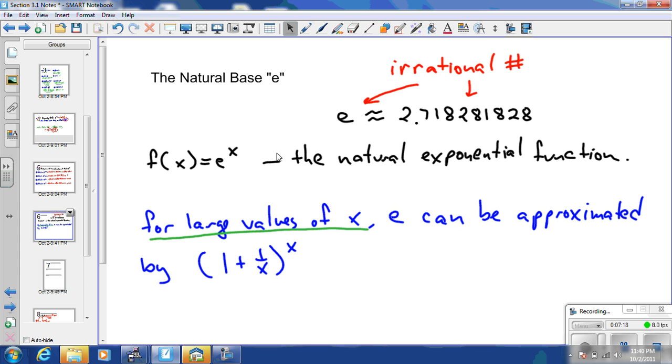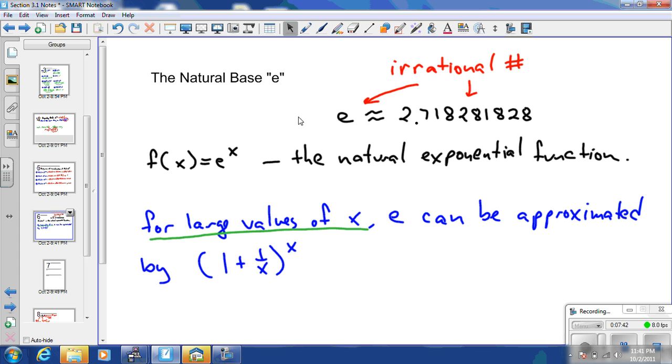Now the natural base, e. E is an irrational number. It's approximately equal to 2.718281828, but it doesn't ever terminate. Just like all irrational numbers, it cannot be written as a fraction of 2 integers. So it's a value that we don't have an exact value of, like every irrational number.